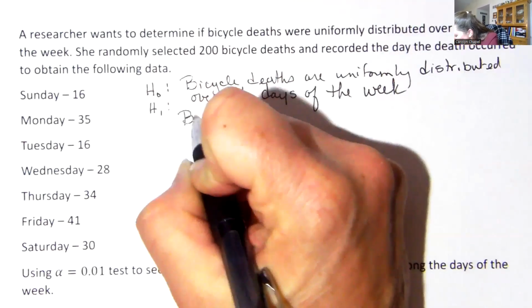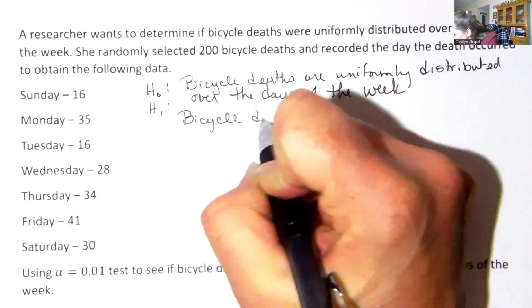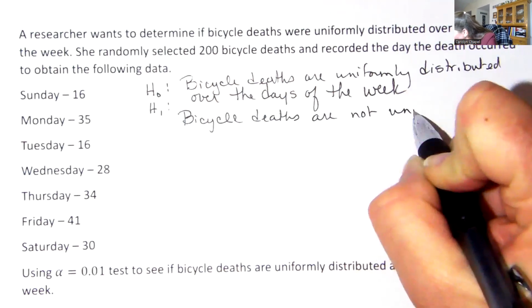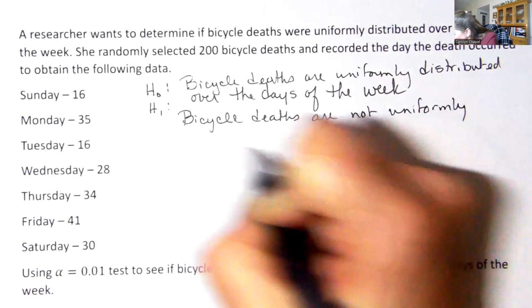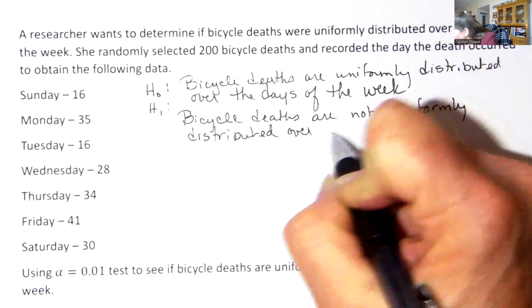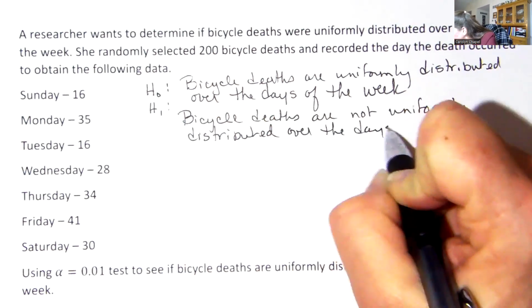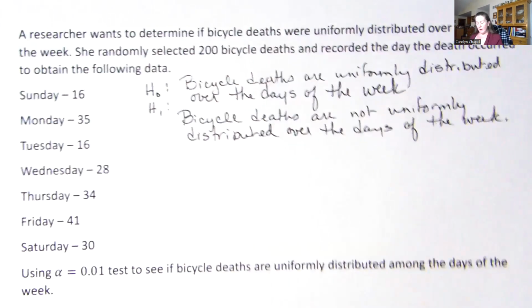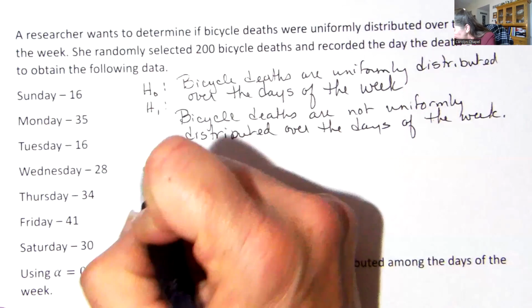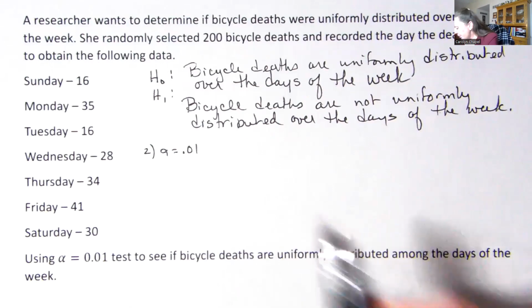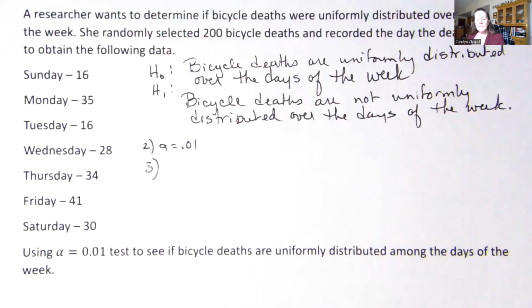Versus the alternative, bicycle deaths are not uniformly distributed over the days of the week. So that's step one. Step two is to find our alpha level. Here's my 0.01. I just pulled that from the test. Step three is our test statistic, which I will let StatCrunch do for me.